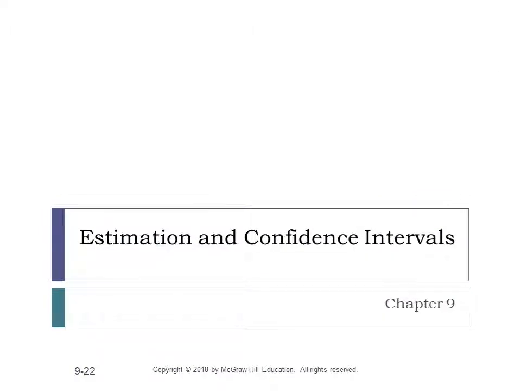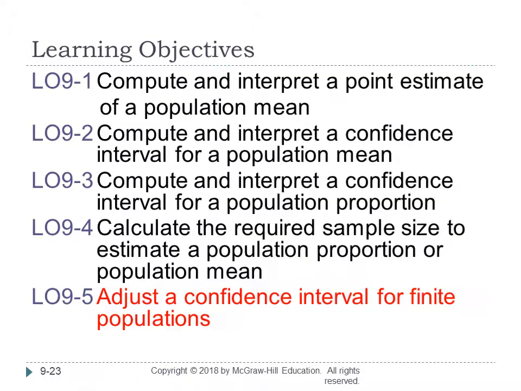We just finished chapter 8, and now we're ready to start chapter 9. The learning objectives for chapter 9: 1 is to compute and interpret a point estimate of a population mean. Number 2, compute and interpret a confidence interval for a population mean. Number 3 is compute and interpret a confidence interval for a population proportion.